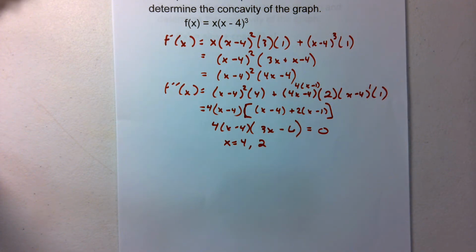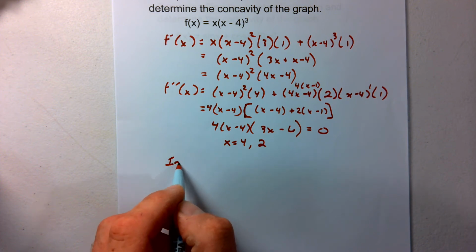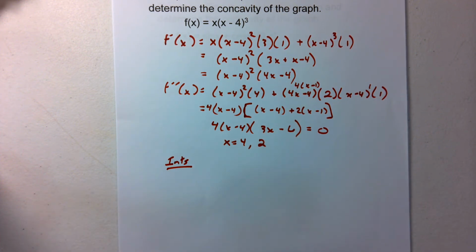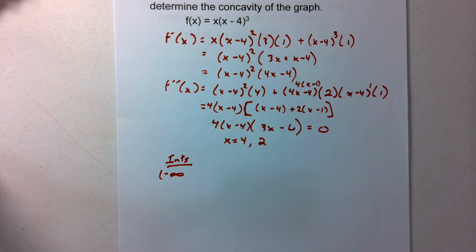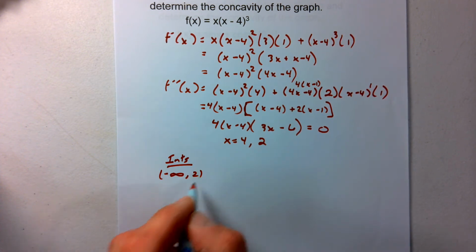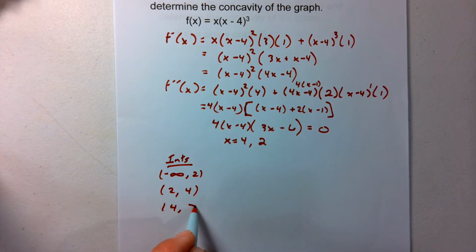So again, those are possible points of inflection. I could have some change in concavity across those points. So just like we did in our first derivative test, we're going to set up our intervals. I call them ints. We're going to start at the lowest possible value, negative infinity. We're going to come up to 2. And then we're going to have 2 to 4, and then 4 to infinity.